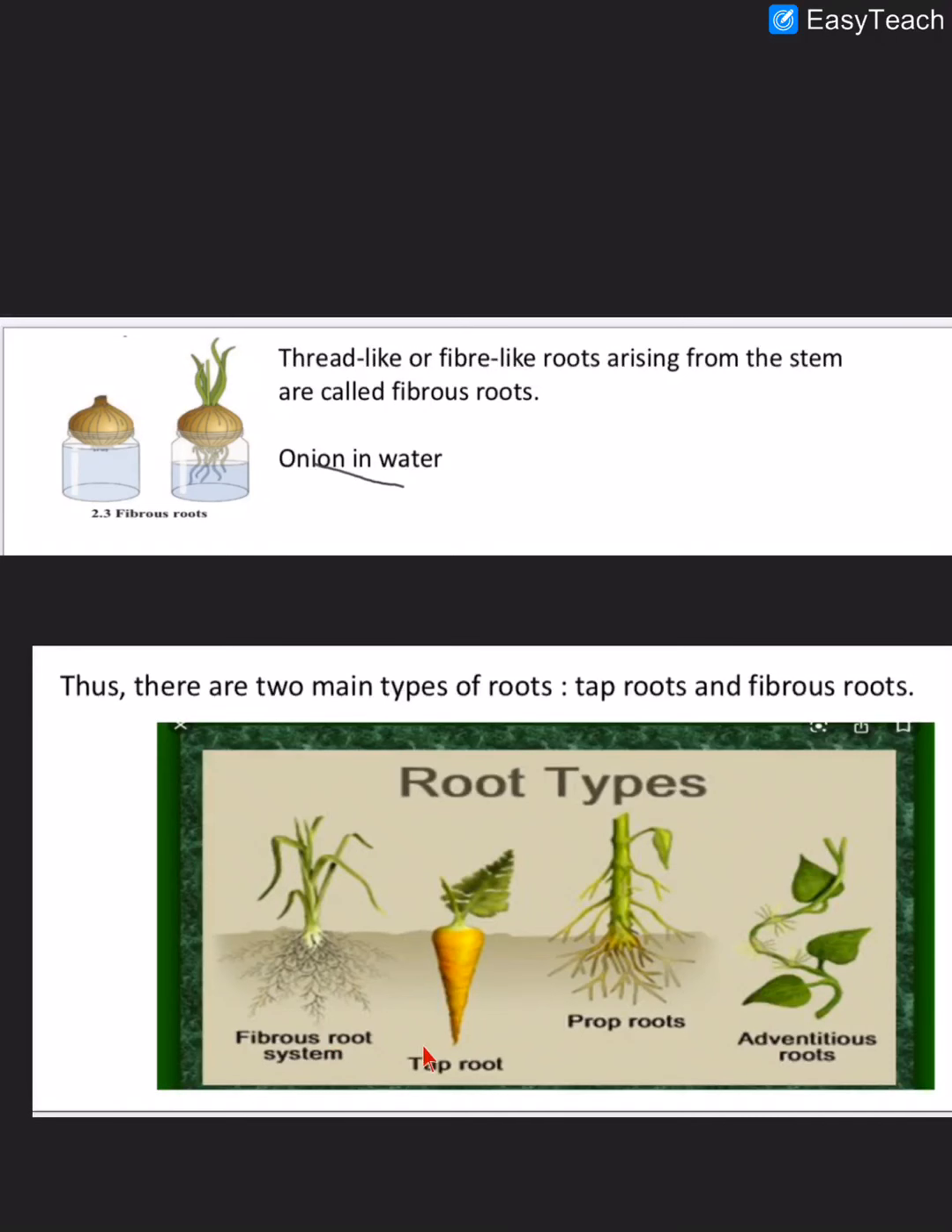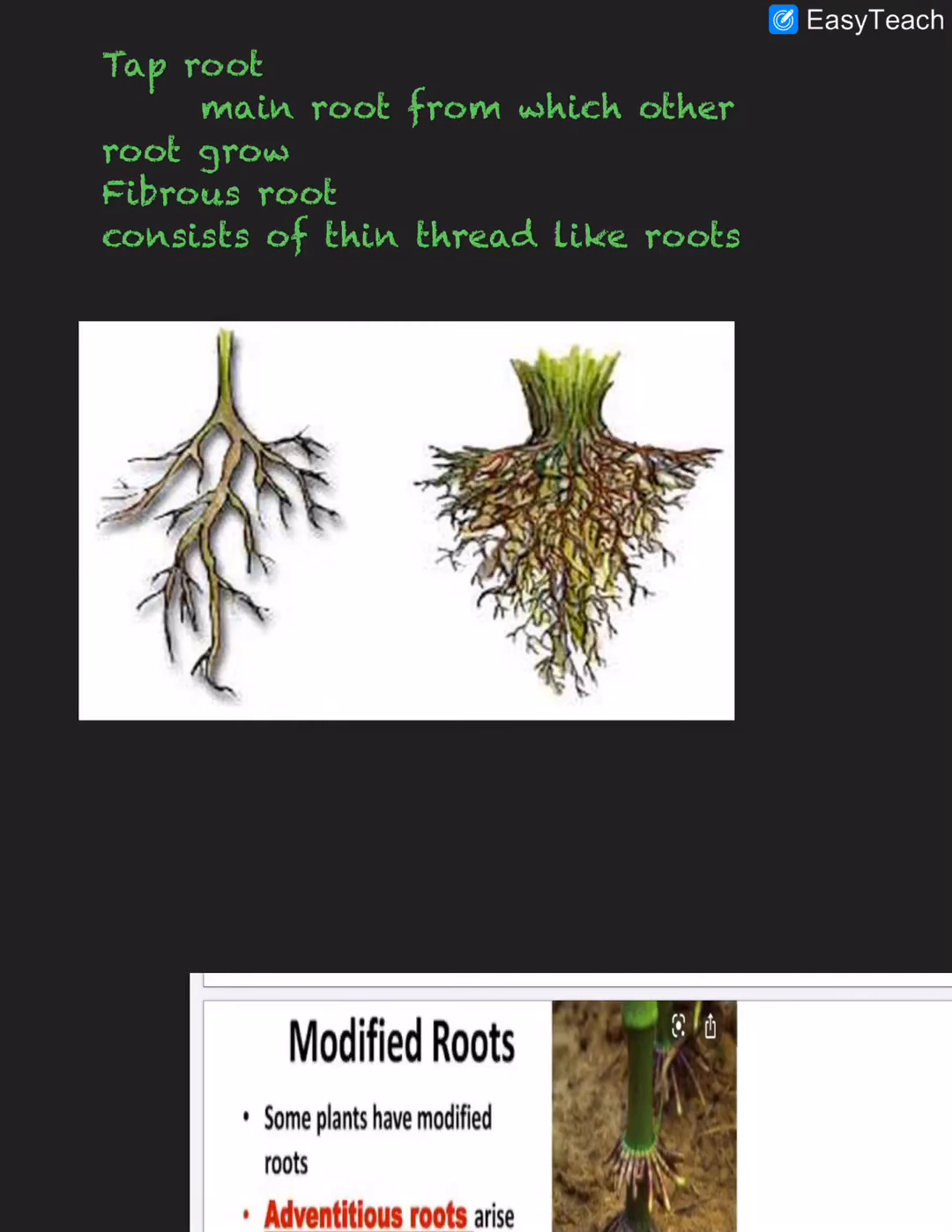In the images you can see the fibrous root system, taproot system, prop roots, and adventitious roots. Adventitious roots means climbers and creepers. Prop roots are growths and modifications that grow above the soil from a stem. Now we are going to see the two main types of roots. Taproot is the main root from which other roots grow. Fibrous root consists of thin thread-like roots. So these are the two types of roots.